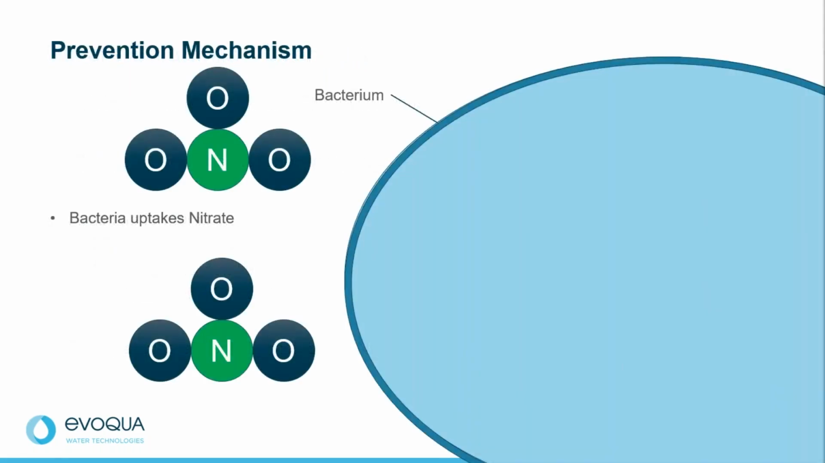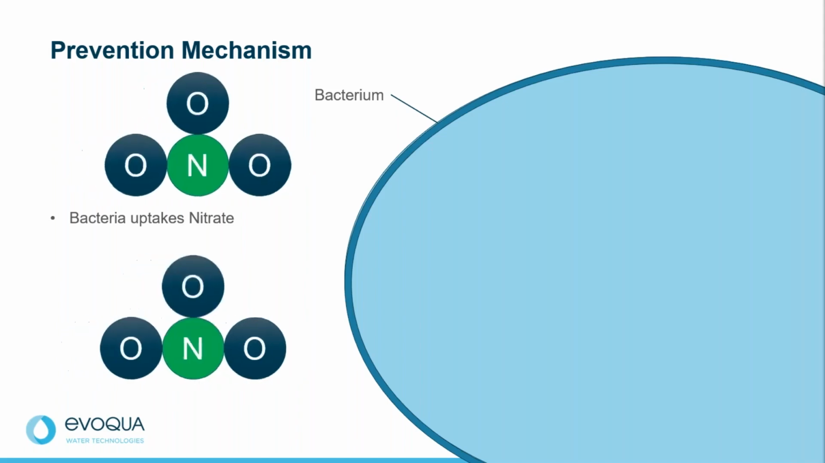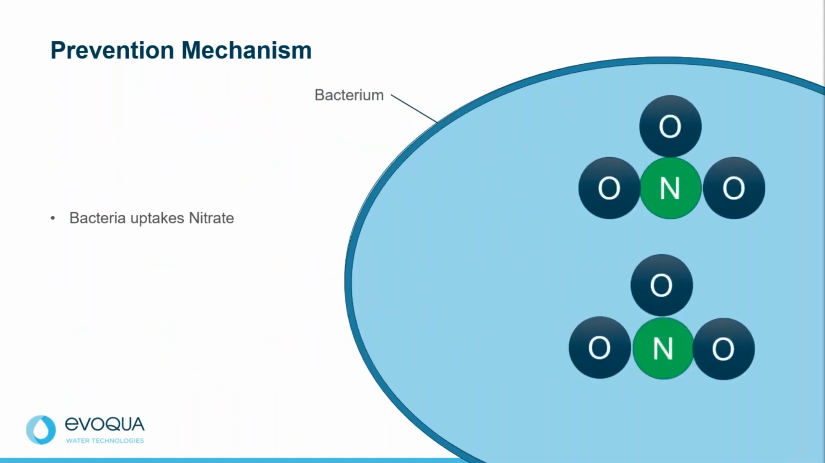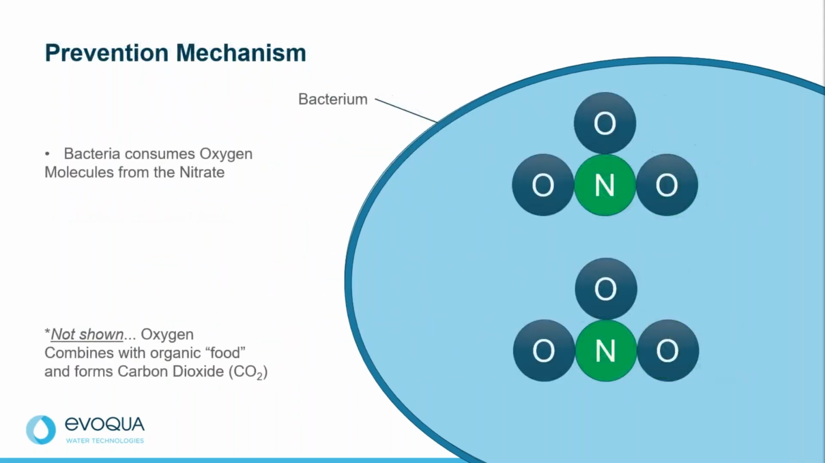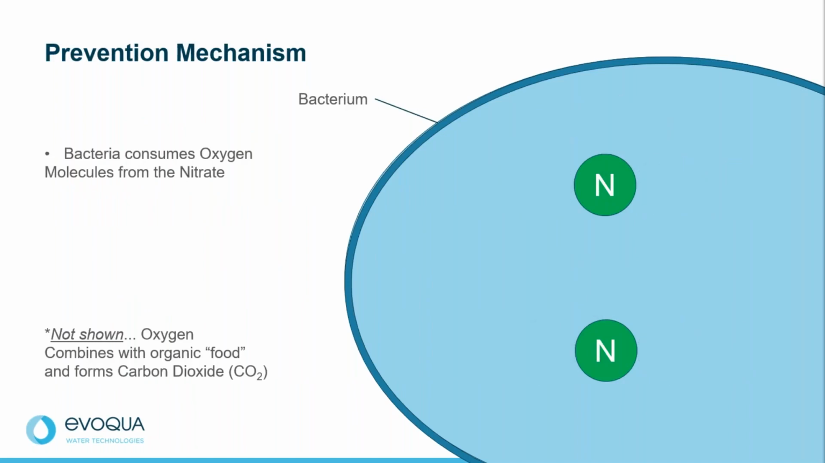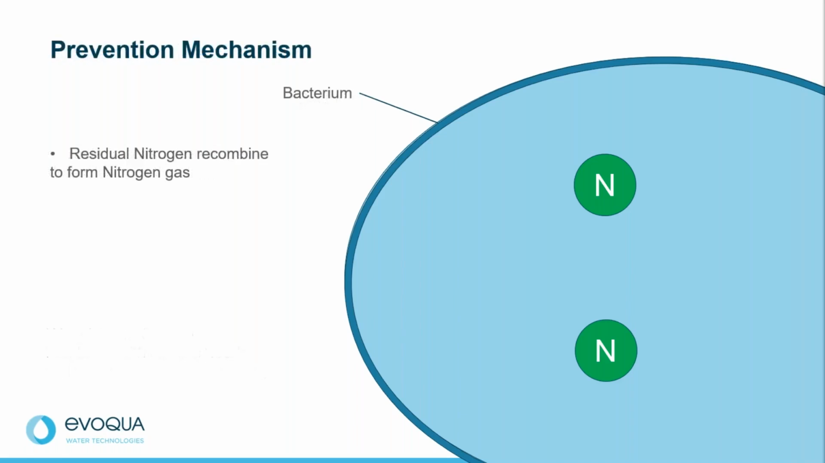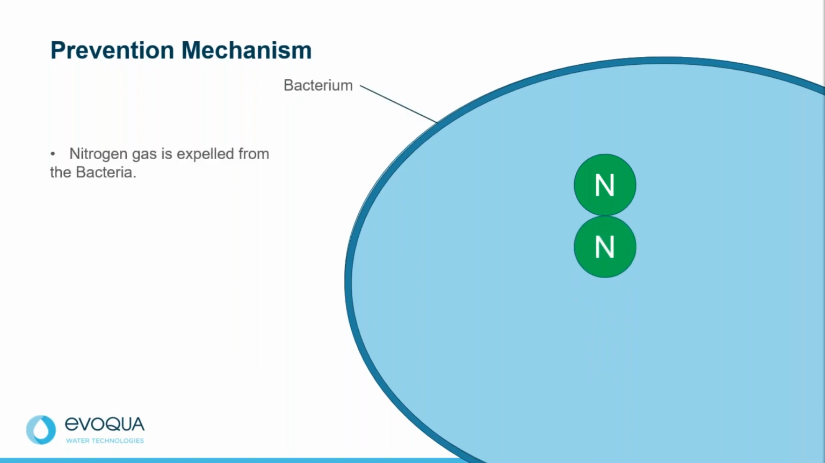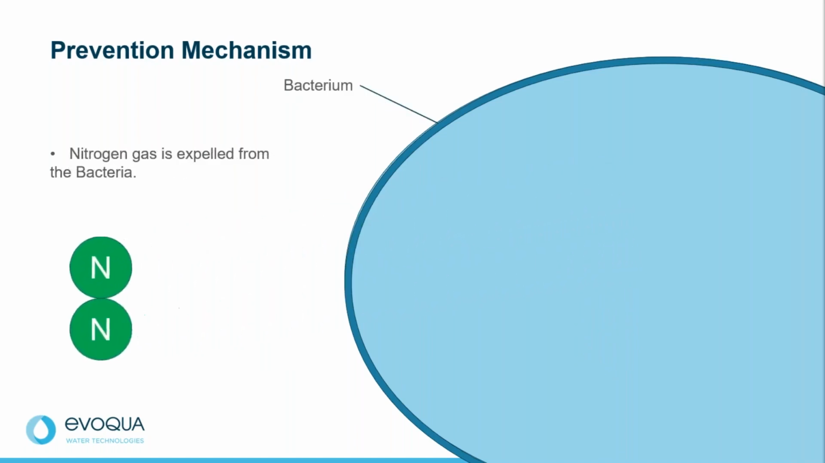Moving on to the prevention mechanism, on how these nitrates act as alternative oxygen sources to the bacteria present in wastewater. So the bacteria takes up the nitrates present in wastewater. The bacteria consumes the oxygen molecules available in the form of nitrates, and that oxygen combines with the organics present in the form of food or waste matter and forms carbon dioxide. The remaining nitrogen molecules recombine, forming nitrogen gas, and are expelled as nitrogen gas from the bacteria walls.